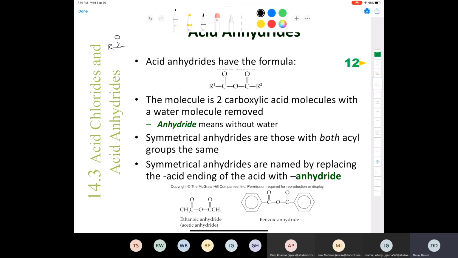So we'll draw one carboxylic acid like this. We'll add another carboxylic acid facing it. Okay, and what you do is you end up losing H2O. So you end up losing two hydrogens and an oxygen. So you end up with water. But then what's left over is you have RC with an oxygen, and then you have another carbonyl like that. So that's where anhydride comes from. It means without water, lacking water.